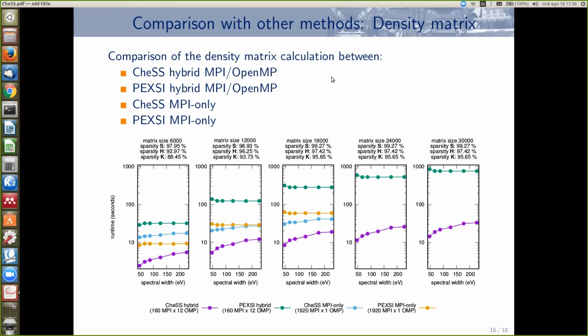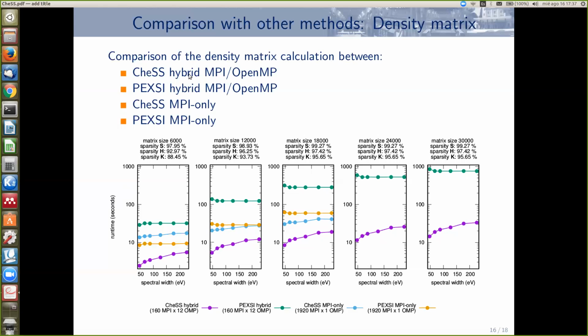And finally, here we benchmark not the inversion but the density matrix. I've shown you previously that LAPACK and ScaLAPACK perform very badly, so we didn't perform the benchmarks with these two approaches. We just compared two approaches which can exploit the sparsity, which are Chess and PEXI. PEXI is already in ELSI, and Chess will be introduced soon. We also performed two different setups. First, hybrid MPI OpenMP, which means that we have both distributed and shared memory parallelism, and also an MPI-only version, where we don't use shared memory and only rely on MPI parallelism.